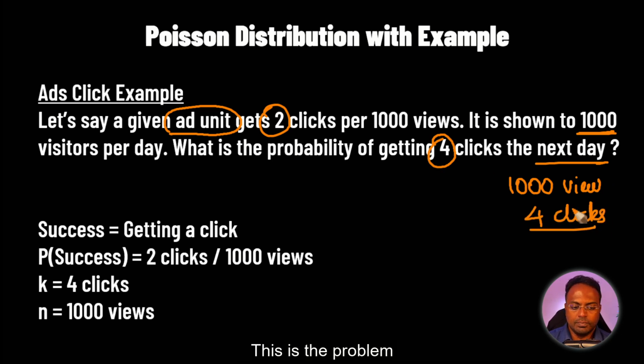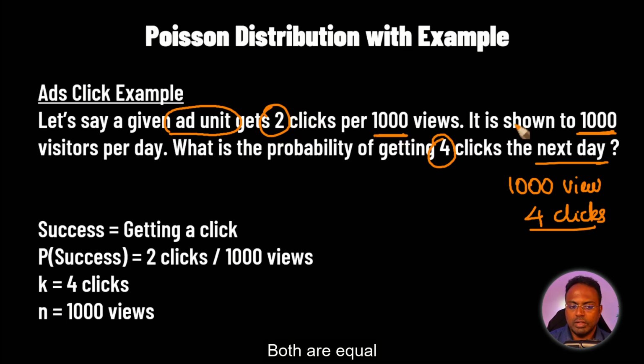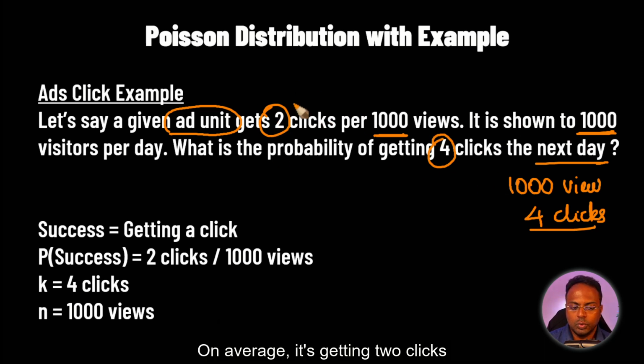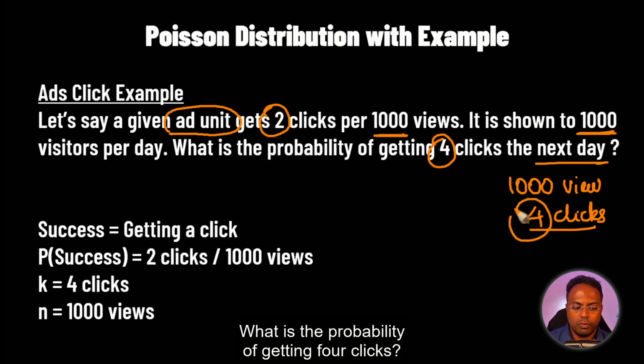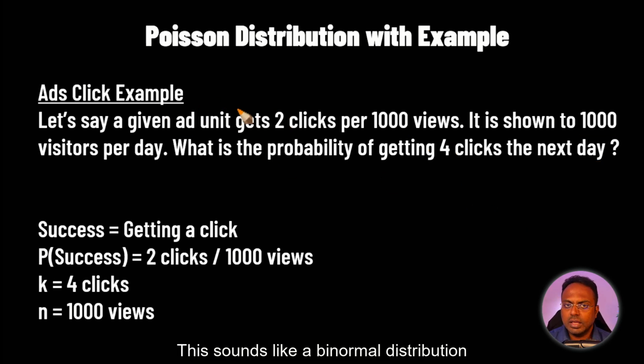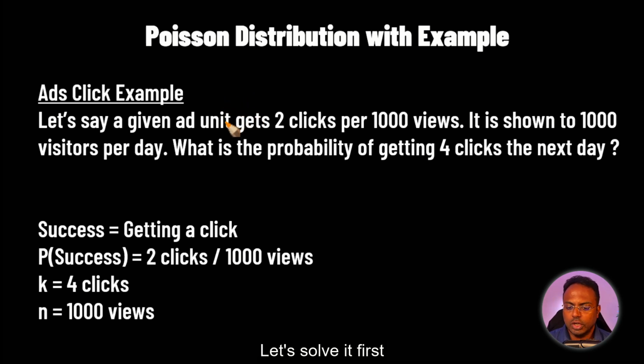This is the problem. Okay, so on an average, this is getting 2 clicks a day or 2 clicks per 1,000 views. Both are equal. Every day we are getting 1,000 views in this case. On an average, it's getting 2 clicks. What is the probability of getting 4 clicks? That is the whole problem statement. Now, this sounds like a binomial distribution problem and it can be solved using binomial distribution. So let's solve it first.